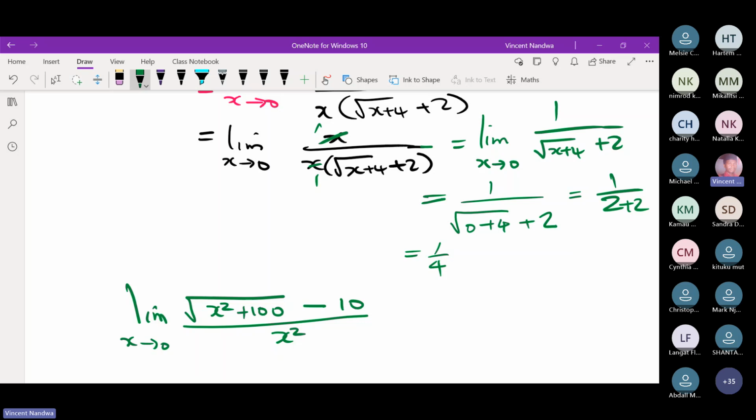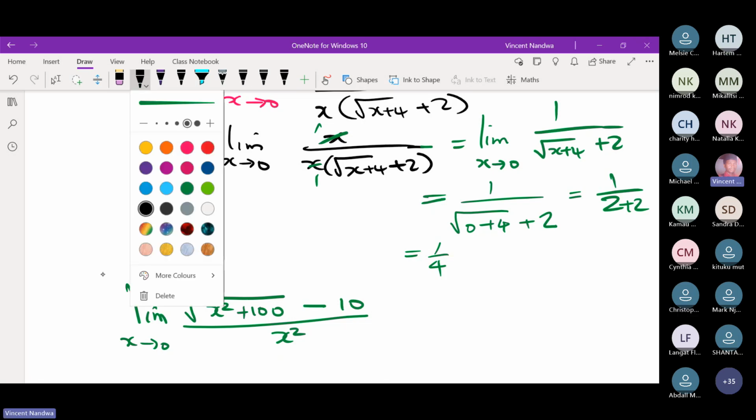There the limit will be 1 over 110. Let me check. I have a different answer. Is there anyone with a different answer? 1 over 20. Yeah, 20. The correct answer is 1 over 20.